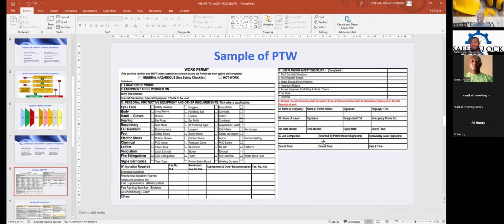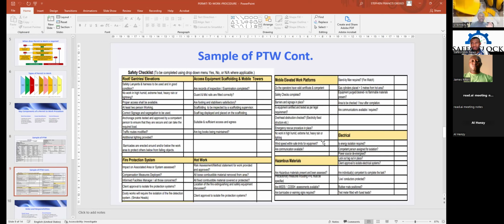It needs to be signed. The receiver has to sign also to confirm that everything has been done and the site has been kept clear from any additional hazard or existing one, as the case may be. Now, you could look, like in this sample of permit, at the back, you see a kind of checklist, depending on the kind of activity you are doing.